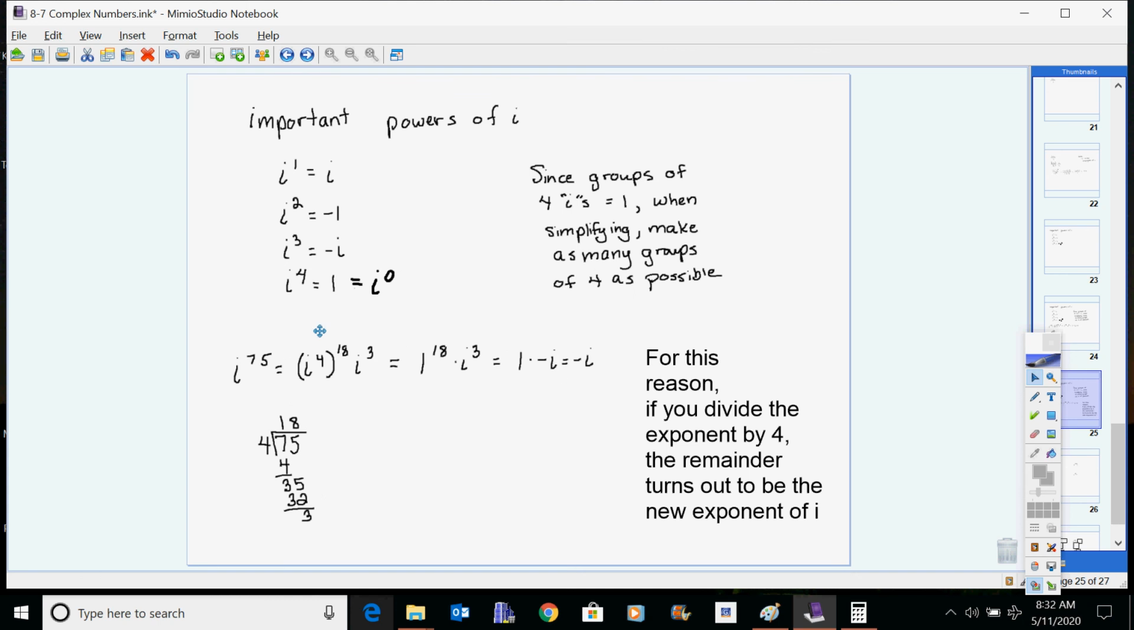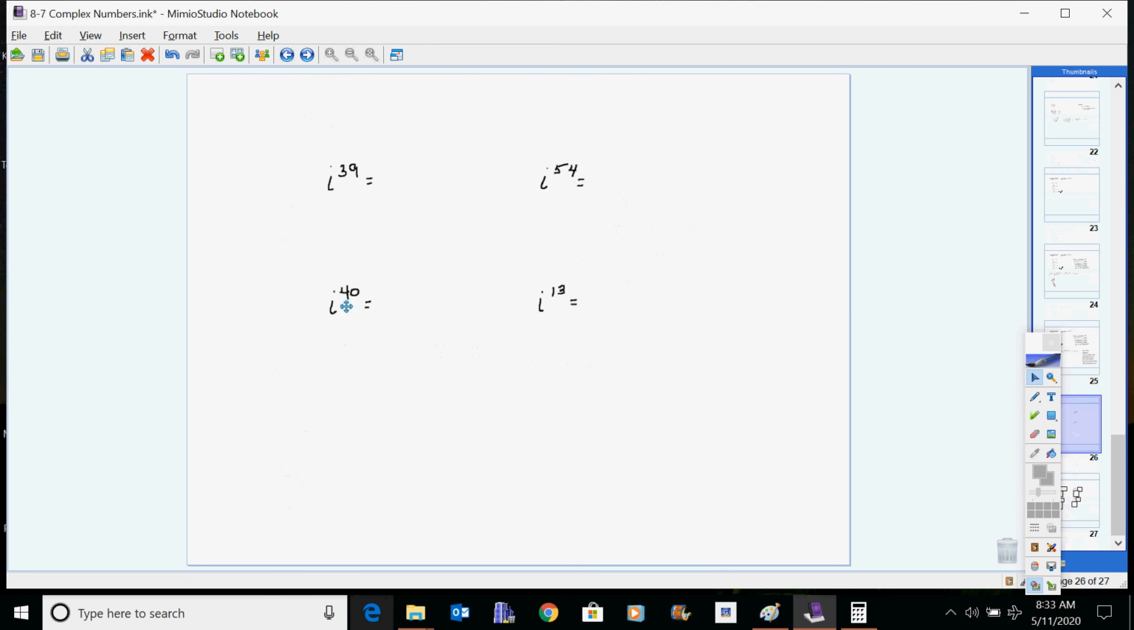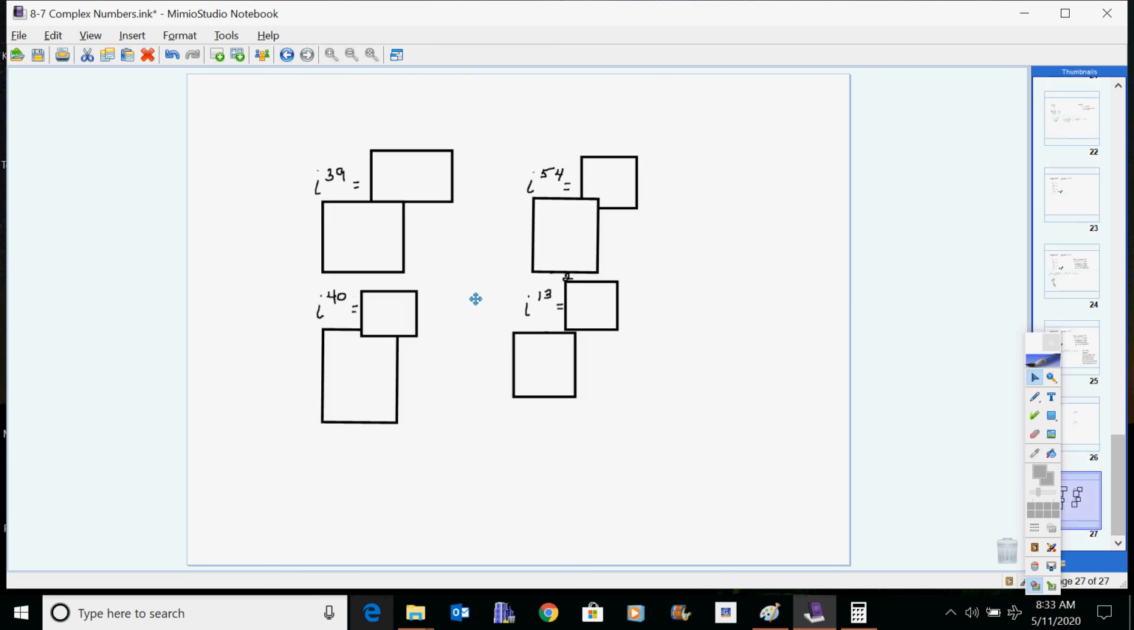And this is just saying what I just said. So we're going to be taking our exponent divided by 4, and our remainder is going to be the most important part. It's one of the biggest things that we can do with the remainder that you might not have thought of as important in the past. Okay, so let's just run through these.